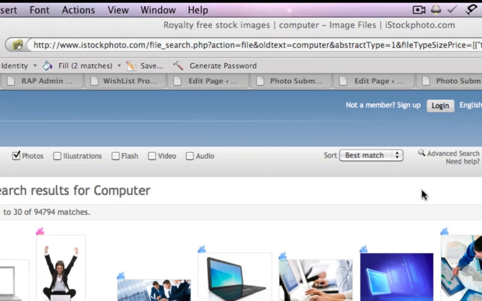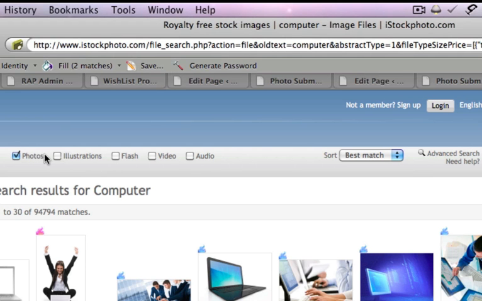First you go to iStockphoto.com, and I'm already there. This tactic works on many other microstock sites, but in this case we will use iStockphoto. The first thing you need to do is make sure that everything except photos here is deactivated. When you come to the site first, all of these are activated. Just deselect illustrations, flash, video and audio, because in this case we are only interested in photos.